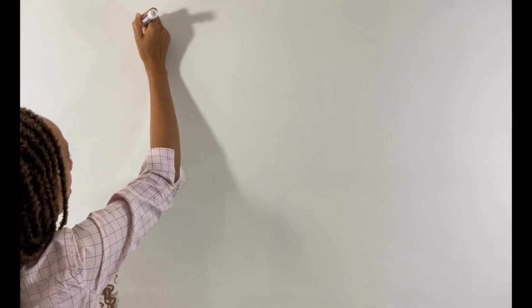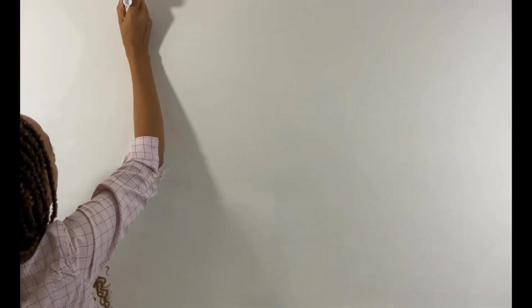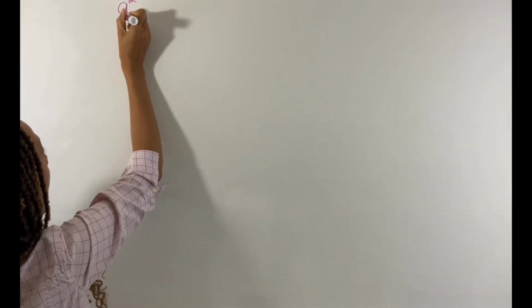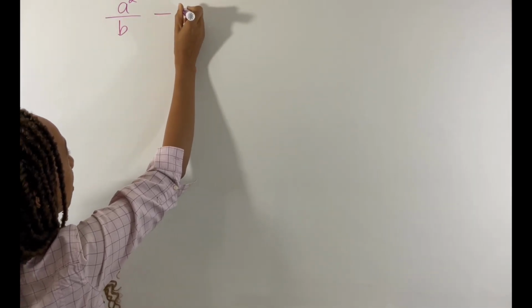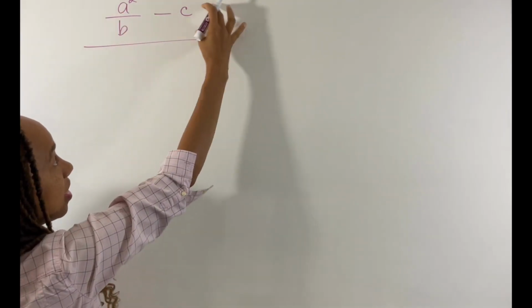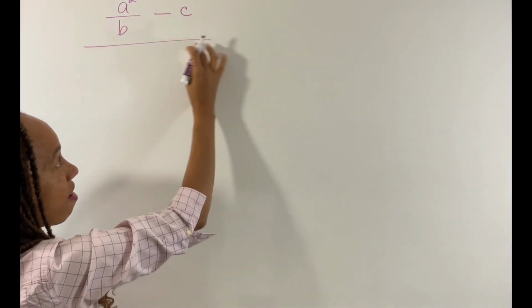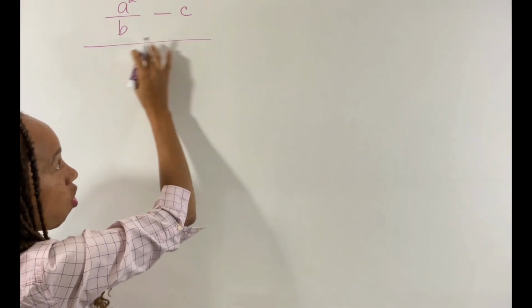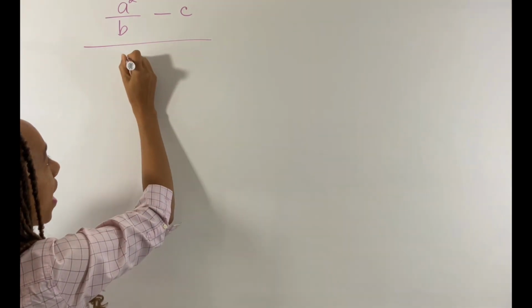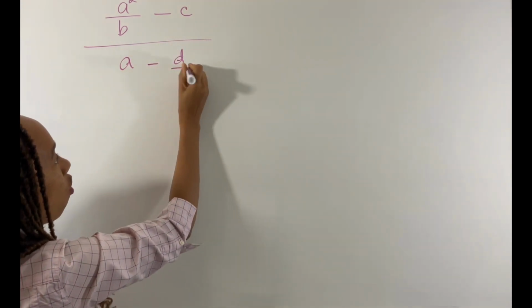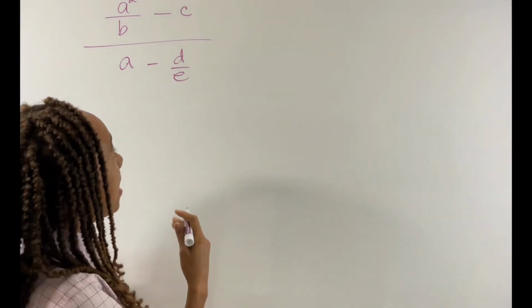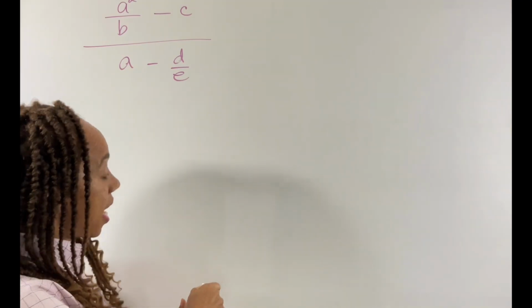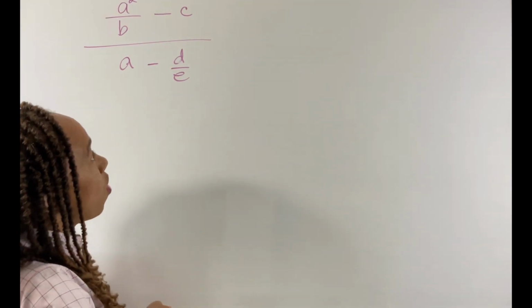So let's start off first with the one with the variables. You have the variable a squared, and I'm going to put this over b, and I'm going to subtract c. This is the numerator, and then we have this division sign, or the bar. So we are going to have now a minus d over e. So this is basically an example with just the variables, and I'm going to show you what to do first.